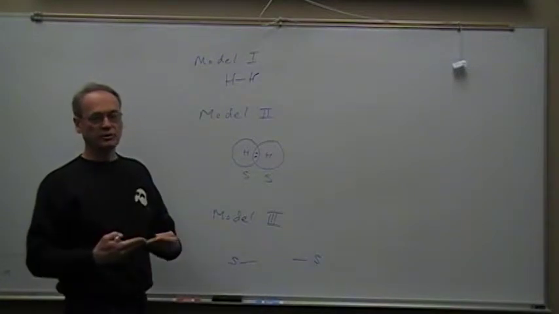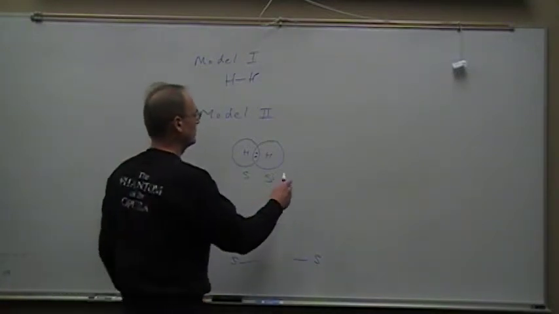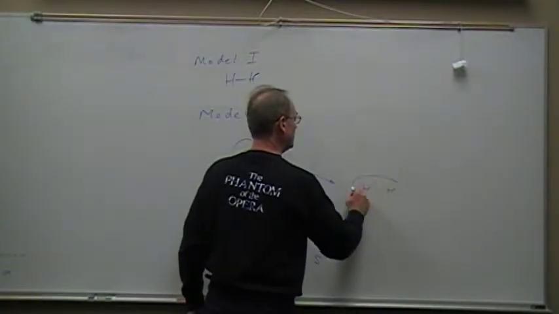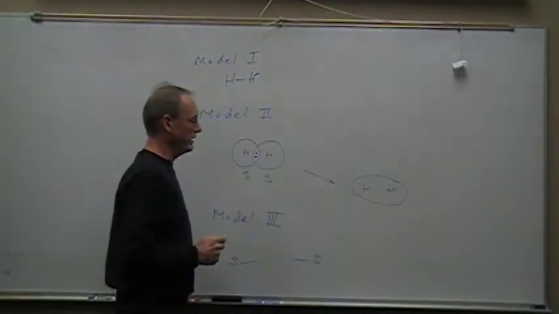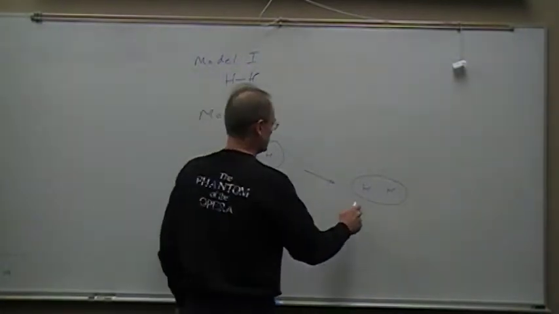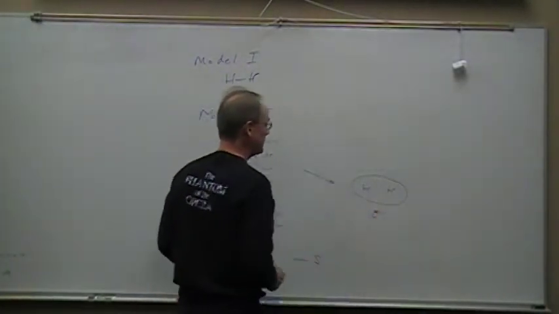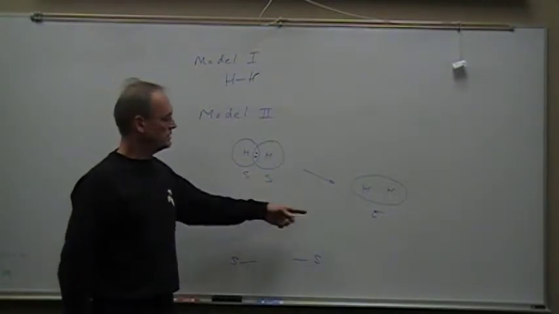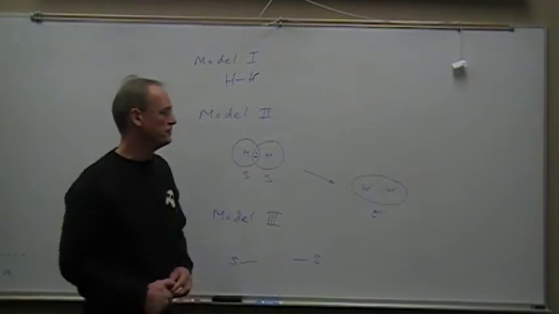Those can combine with each other in 2 different ways. In one case, they can combine to form one orbital that covers both nuclei. This is what's called a sigma orbital, and it's called that because it's a combination of 2 s orbitals, sigma being the Greek letter for s.